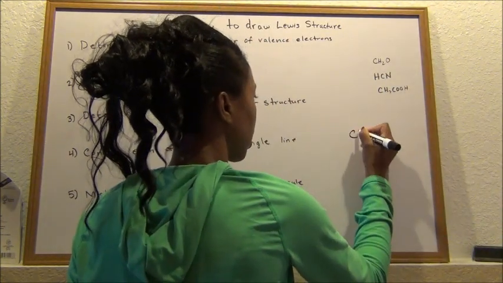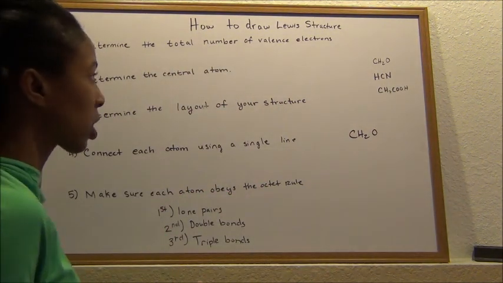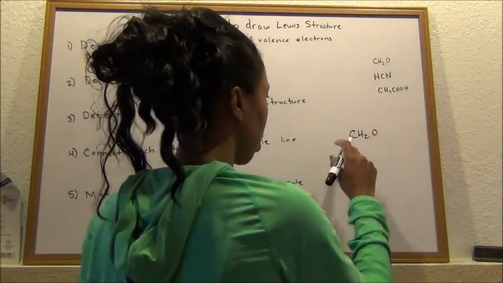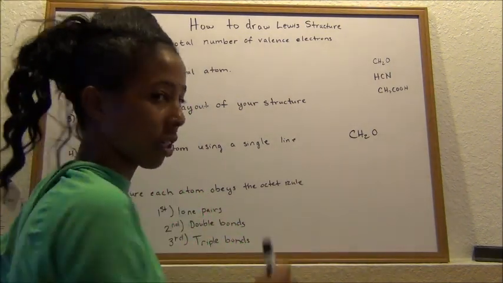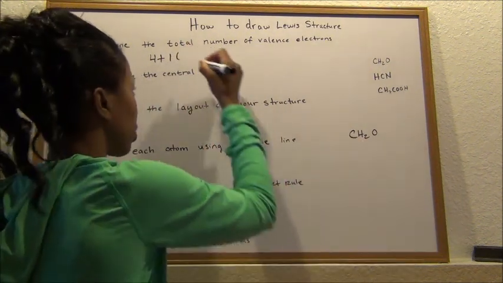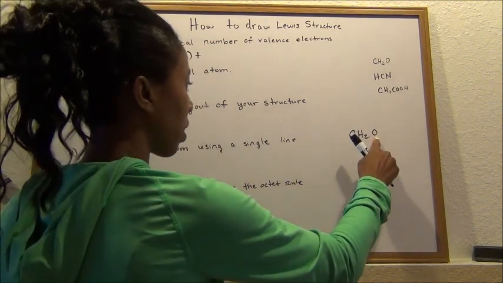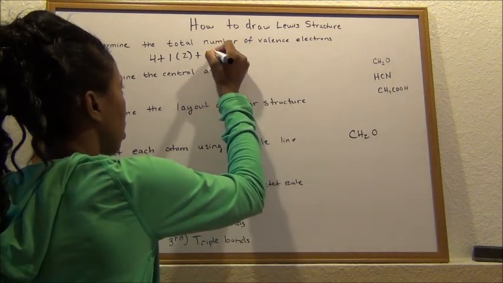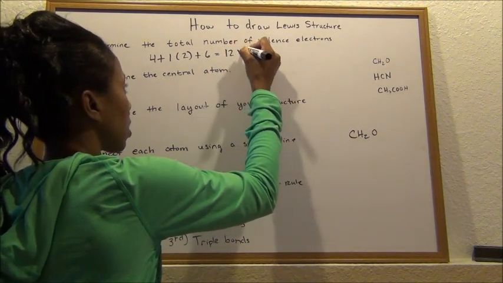So we're going to look at CH2O. The first thing we're going to do is determine the total amount of valence electrons. Carbon has 4 valence electrons. Hydrogen has 1 valence electron, but we have 2 hydrogens. And the last we have oxygen. Oxygen has 6 valence electrons. So if we add them all together, we get a total amount of 12 valence electrons.